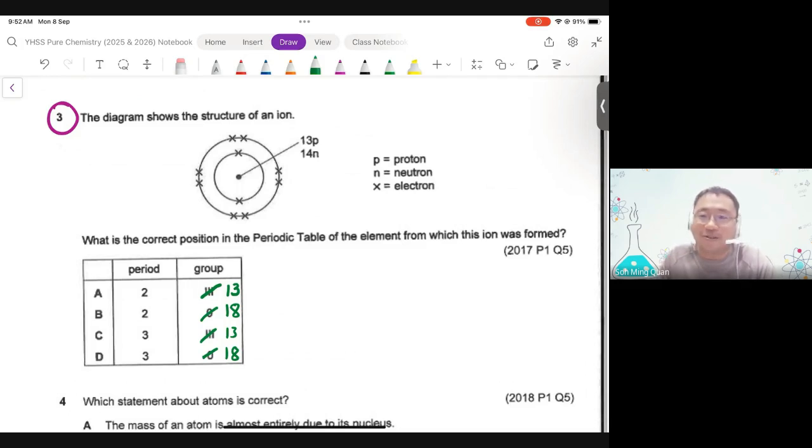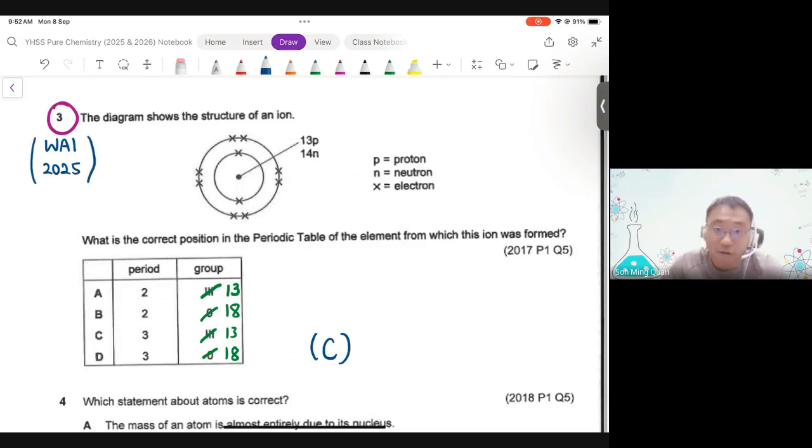Okay, so it's quite split. Only D, no one chose it. All right, so the answer is C. Now, this question should look familiar to you. This is very similar to your WA1 question, which many of you also got wrong. So this is where you start revising as you read the notes.